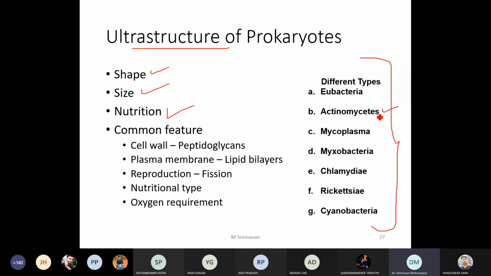These actinomycetes are responsible for the smell of soil. Whenever it rains, we can smell the soil, and this is because of the actinomycetes. Upon contact with the soil, they produce a kind of scent which we feel as the smell of soil. Mycoplasma are very small bacteria. Myxobacteria are a very rare kind of bacteria which we don't see routinely. And chlamydia, rickettsia, and cyanobacteria are some specialized groups of bacteria. But mostly, whatever we have seen is all about the eubacteria, apart from the archaea.